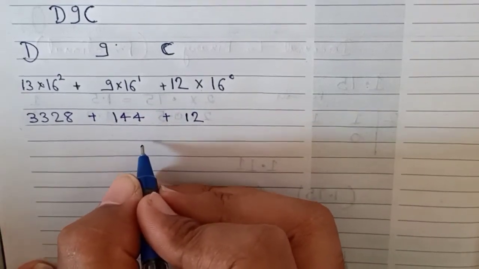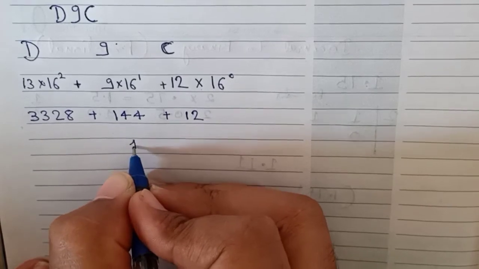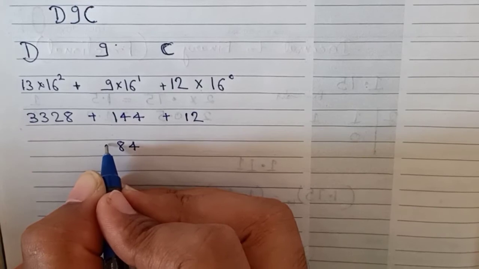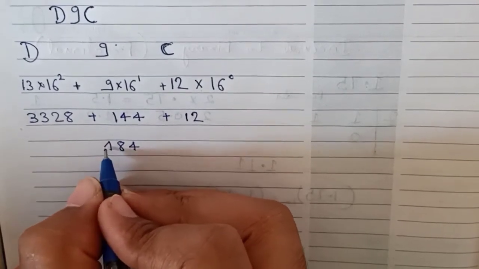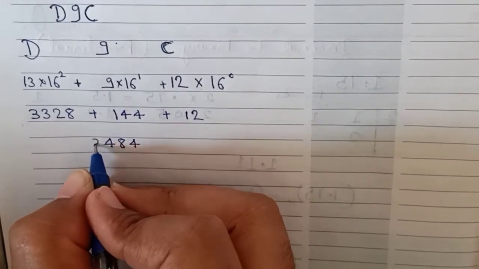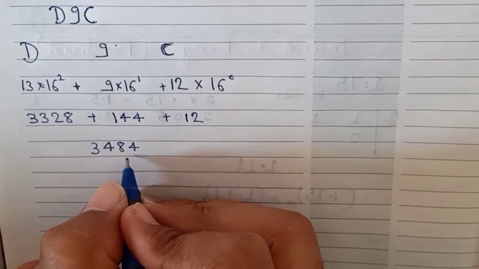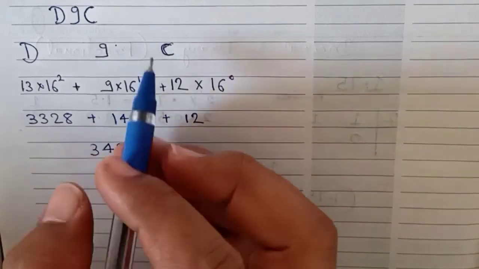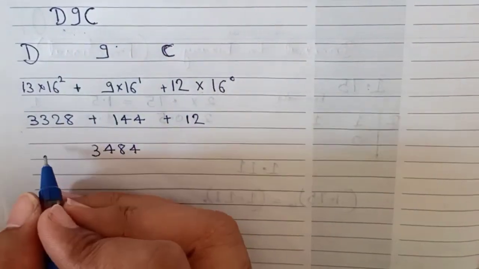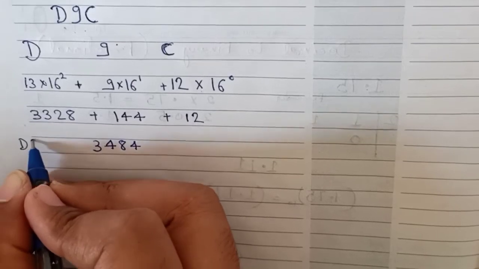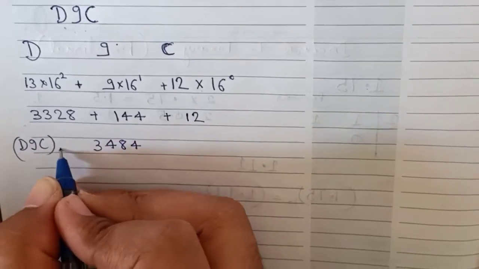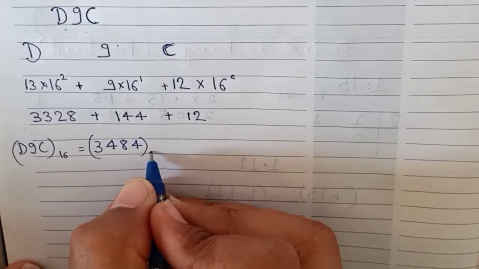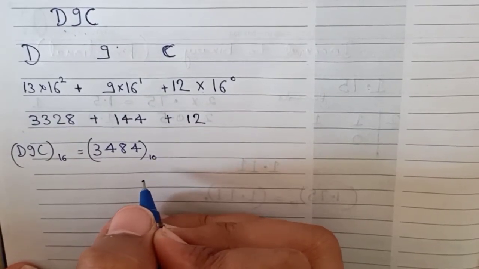Okay, now add all of these values together. What will we get? We are getting 3484. So this is the equivalent decimal of D9C hexadecimal. So can we write D9C hexadecimal equal to 3484 decimal? Yes, we can write.